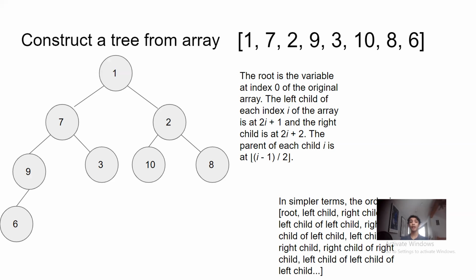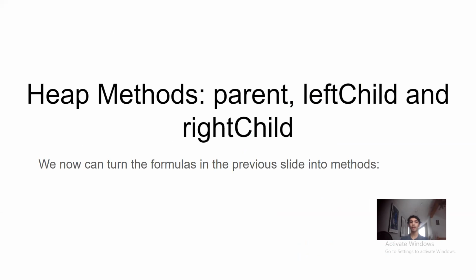So the root is the variable at index 0. The left child of each index i of the original array is at 2i + 1, and the right child is at 2i + 2. The parent of each child i is at floor((i - 1) / 2). Now we can implement these methods in Java.